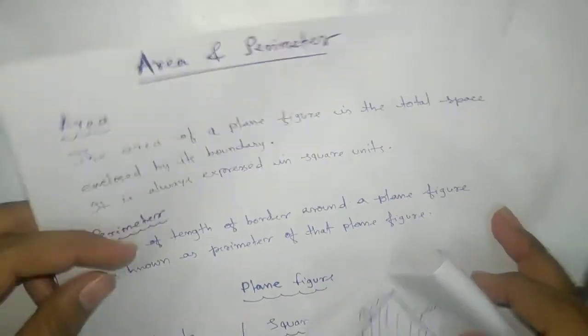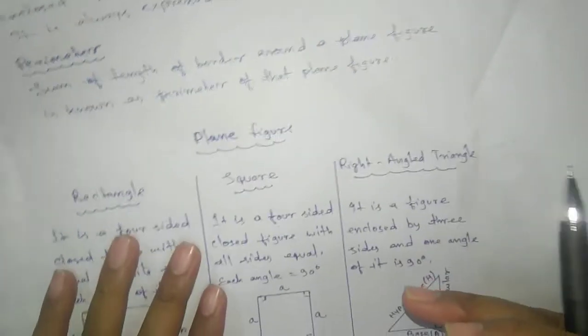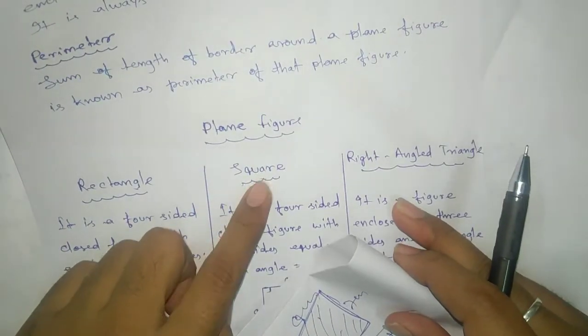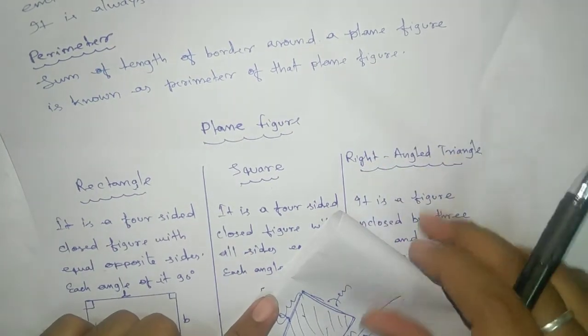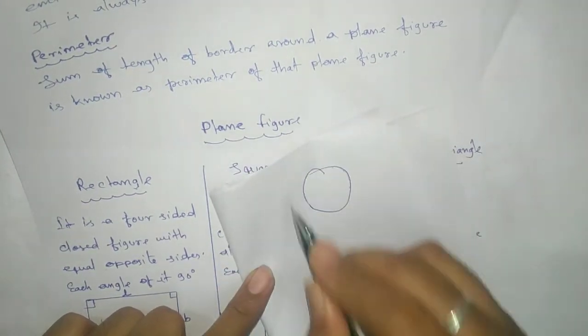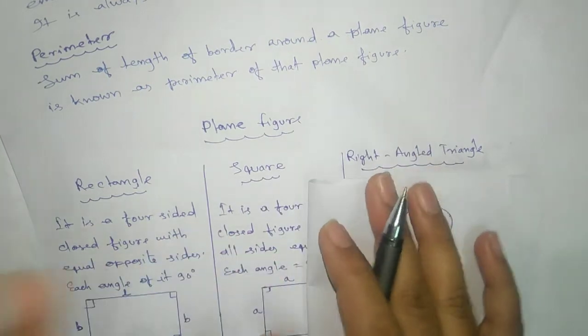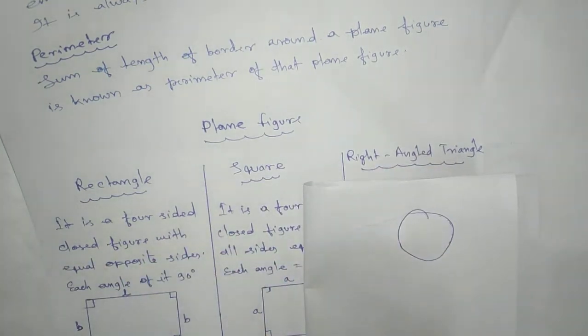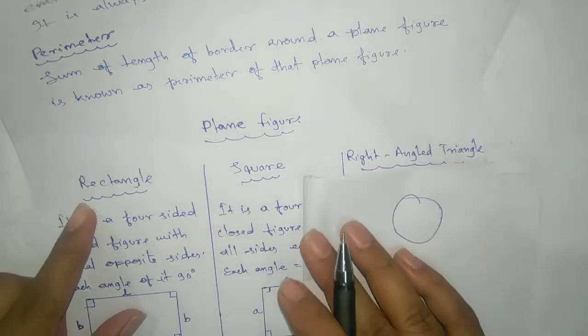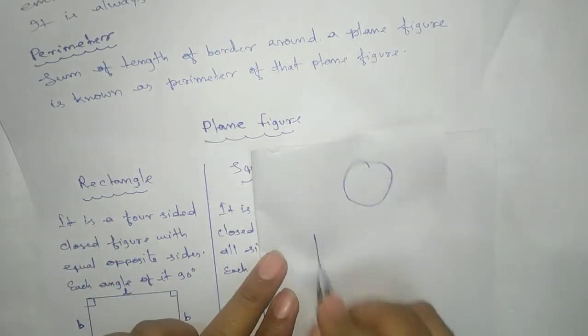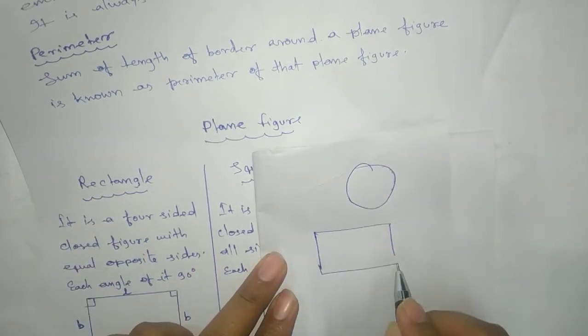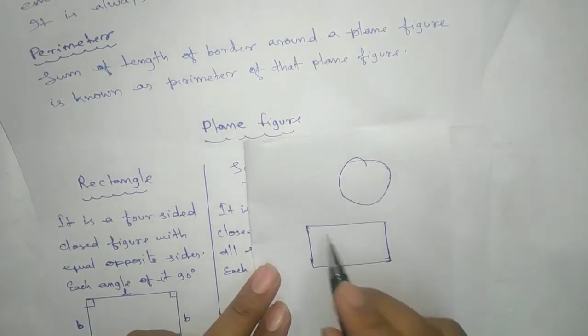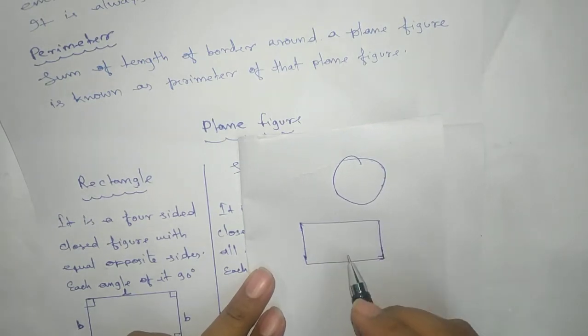So now the first one is rectangle, second square, third right angle triangle, and the fourth one is circle. There are 4 plane figures in our syllabus. The first one is rectangle. Rectangle means what? It is a quadrilateral. Why quadrilateral? Because it is a plane figure enclosed by 4 line segments.